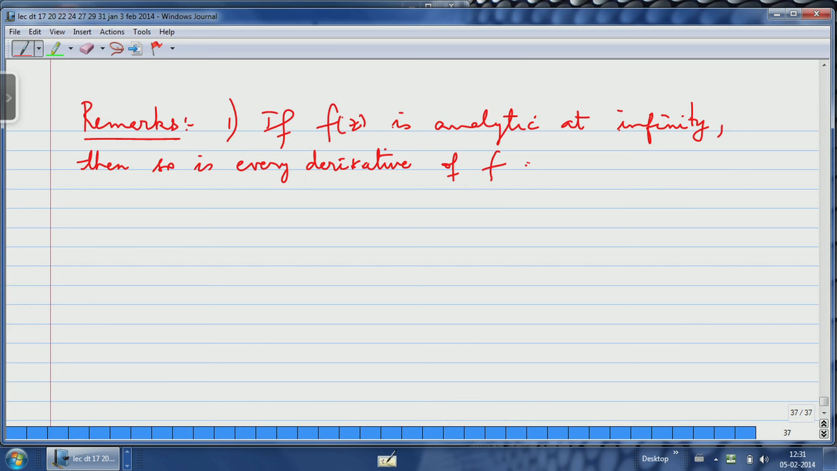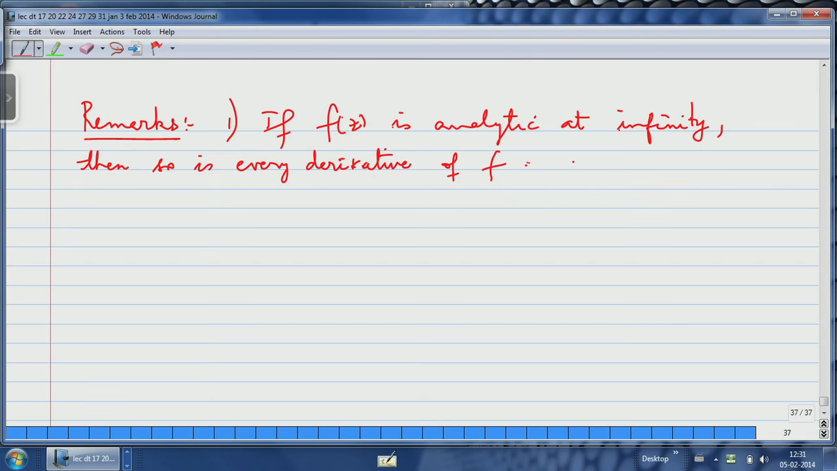And the truth is that the moment you say something is analytic at infinity, its value at infinity has to be defined. And the fact is that all derivatives of f at infinity vanish, except possibly f itself not vanishing at infinity; it may be a constant. If you want to think of f as the zeroth derivative of itself, then the zeroth derivative can at worst be a constant which is non-zero, but all other derivatives have to be 0.